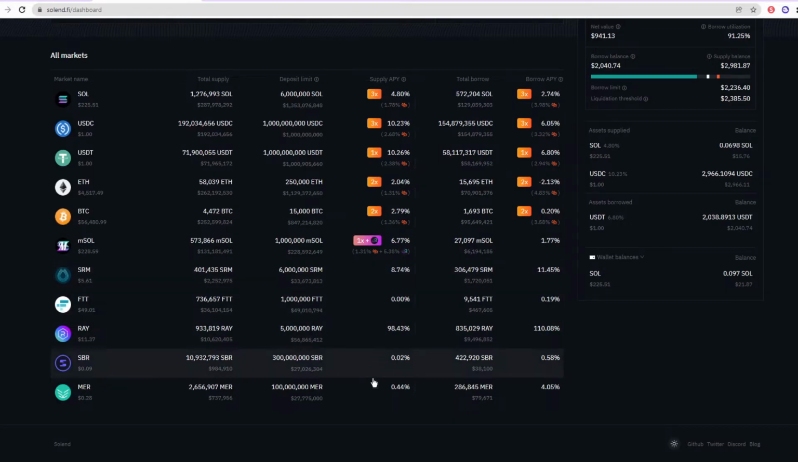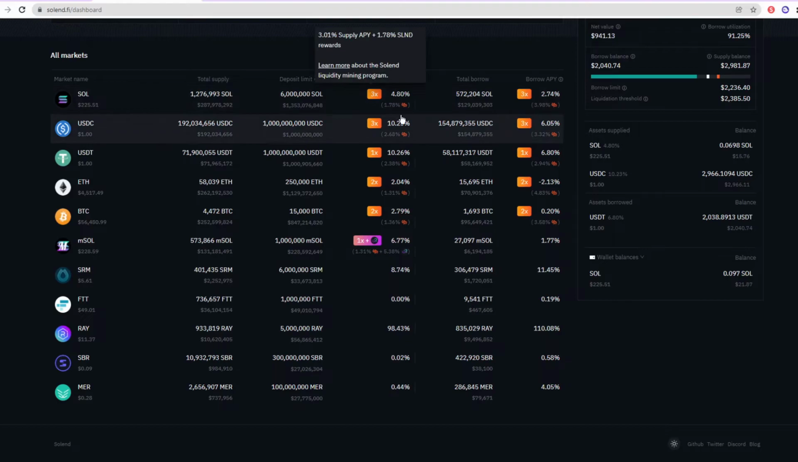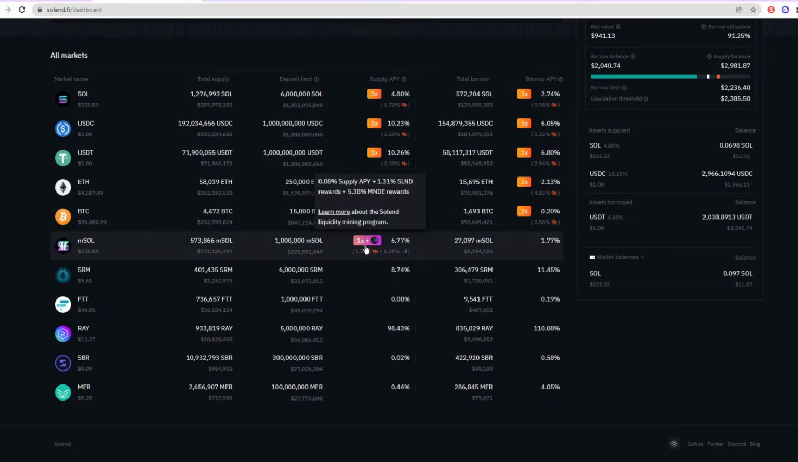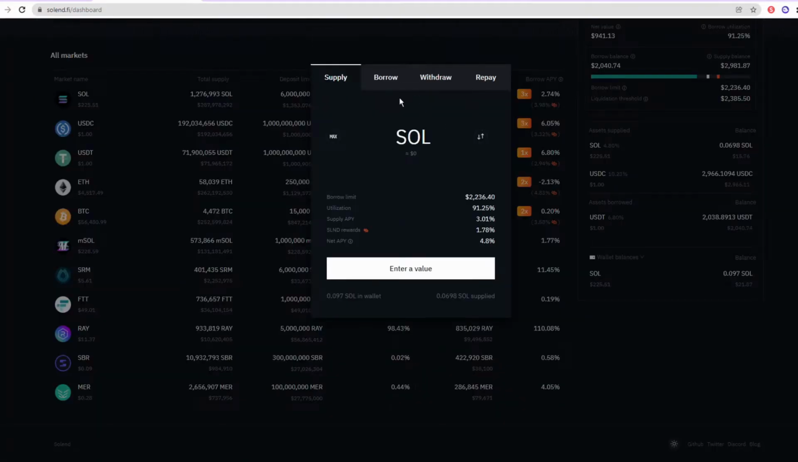From SRM, Serum, all the way to Mercurial, these are all 0.01%. For the coins on top, which have the additional rewards, they are charging the normal rate, which is 0.1%. So if you borrow 100 SOL, they charge a 0.1% borrowing fee. So do take note of that. Borrowing is not free. You are paying interest, and on top of interest, you have to pay a one-time 0.1% fee. If you are going to be borrowing and returning, just take note of that. Make sure you have enough margin before you do all these transactions.